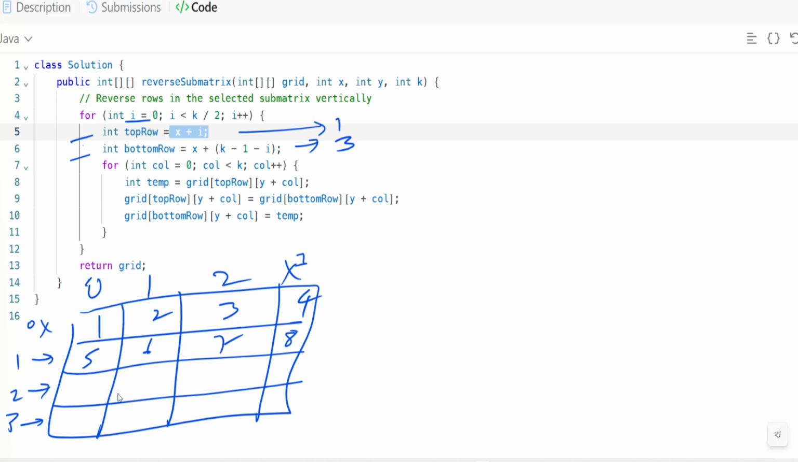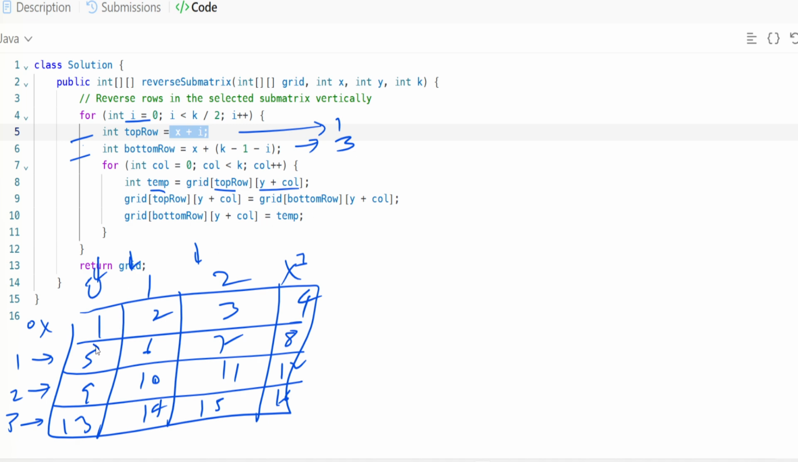Row 2 was 9, 10, 11 and 12, correct? And then 13, 14, 15 and 16, yes. Okay, so this was our matrix, right? So when we have the top row and bottom row, we will go through all the columns, meaning we will traverse all these columns, correct? We'll get the top row, y plus column, in the temp, right?